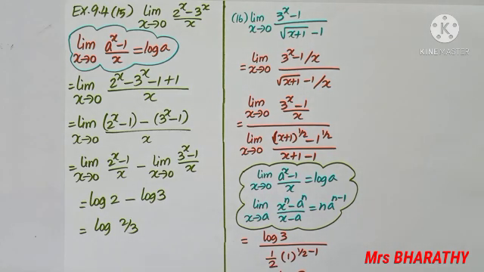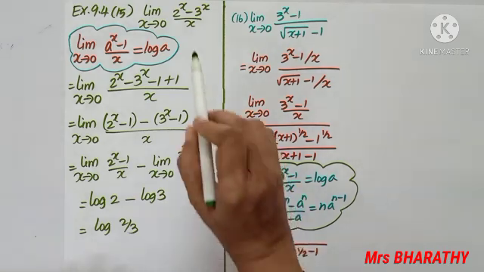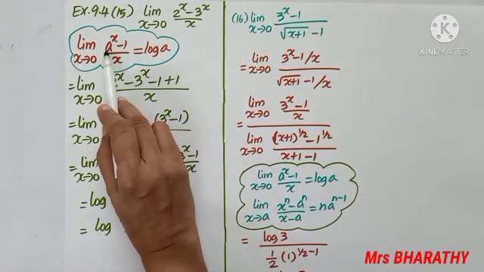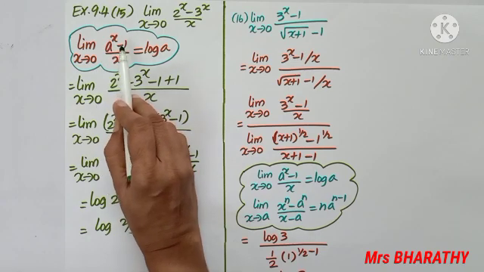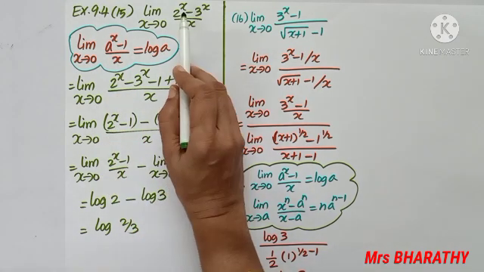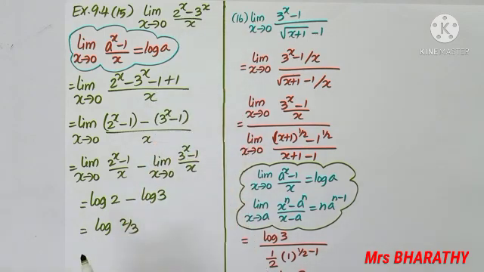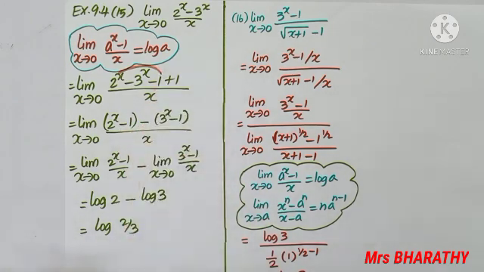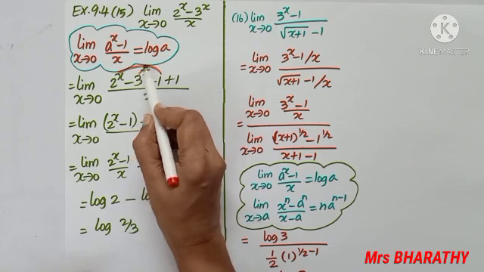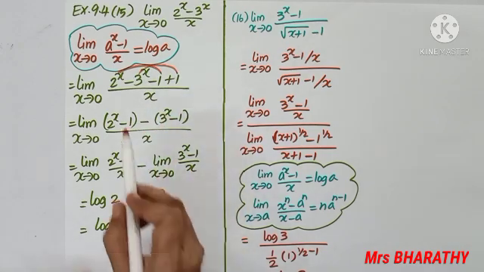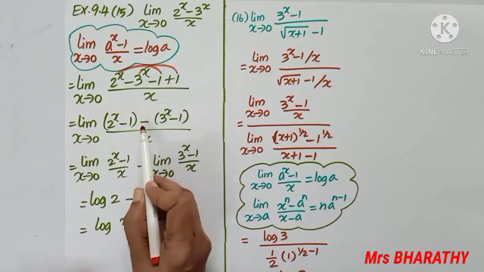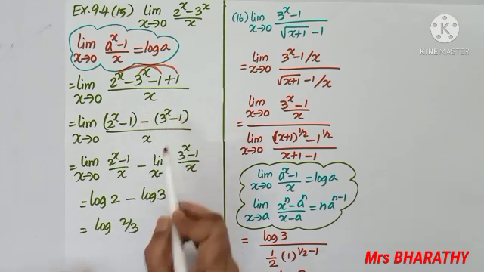Limit x tends to 0, 2 power x minus 3 power x by x. As I recall the formula, I want a power x minus 1 to apply. So let us add and subtract 1. Combine these two terms. 2 power x minus 1, let me combine. And 3 power x, 1, let me combine. Taking minus sign out, it is 3 power x, and if I take minus, it becomes minus 1.